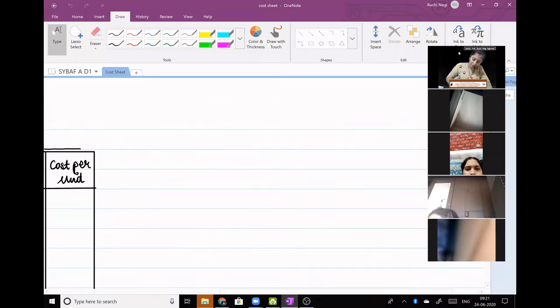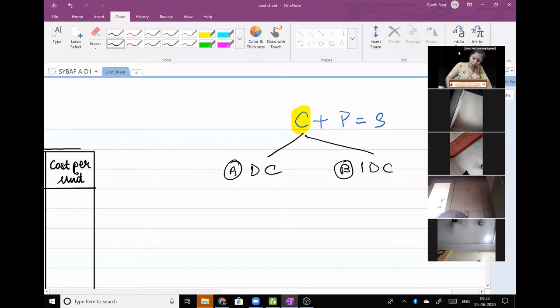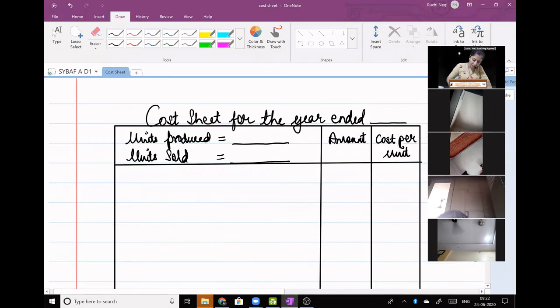Just showing it here. What did we say? Cost plus profit is sales, right? And we have to bifurcate this. We have to bifurcate this into direct cost and indirect cost. So we are first doing this today. Clear? So let us start.